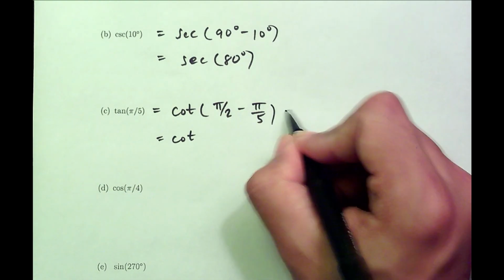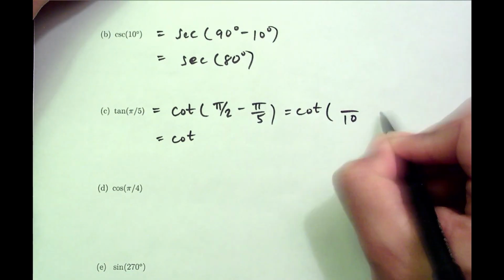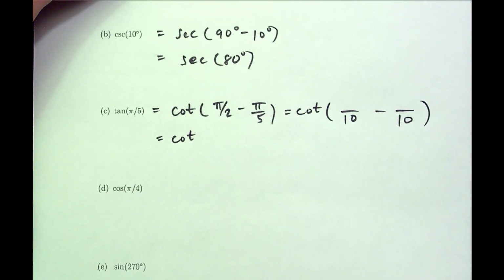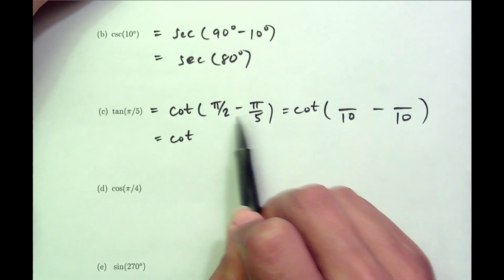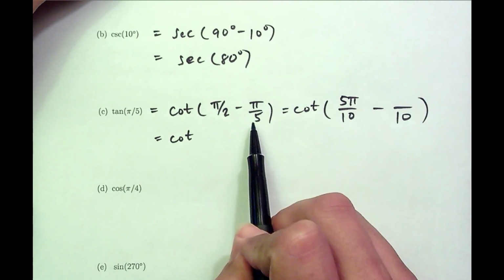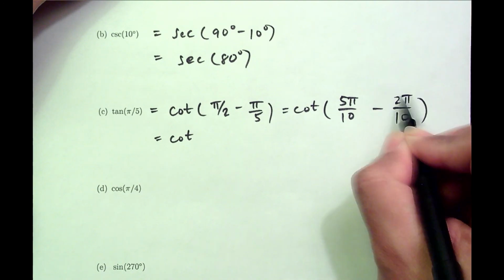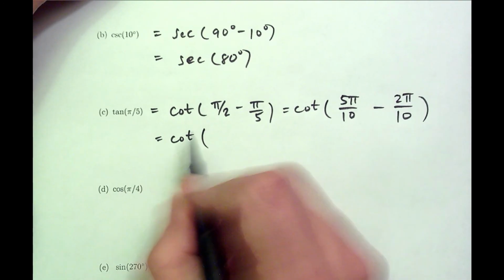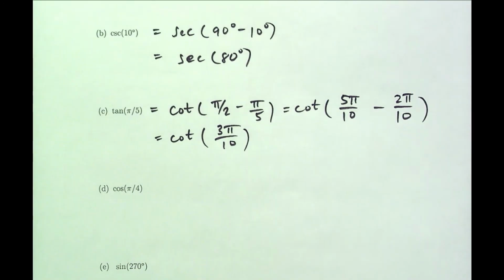How does that simplify? Well, the least common denominator is 10. And then to get a 10, I multiply by 5, top and bottom. So the top is going to be 5 pi. And here I need to multiply by 2. So the top is going to be 2 pi. And then now we can simplify. 5 minus 2 is 3 pi. So 3 pi over 10.